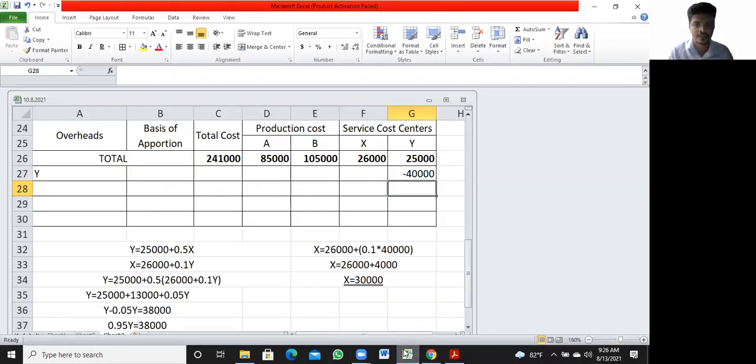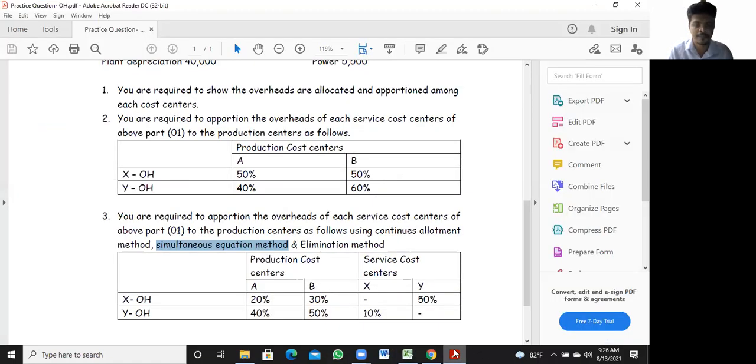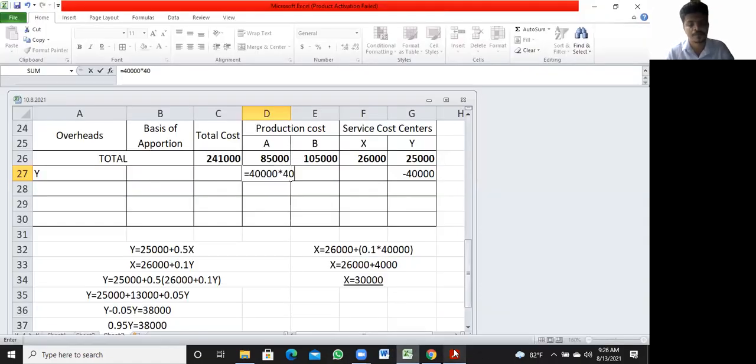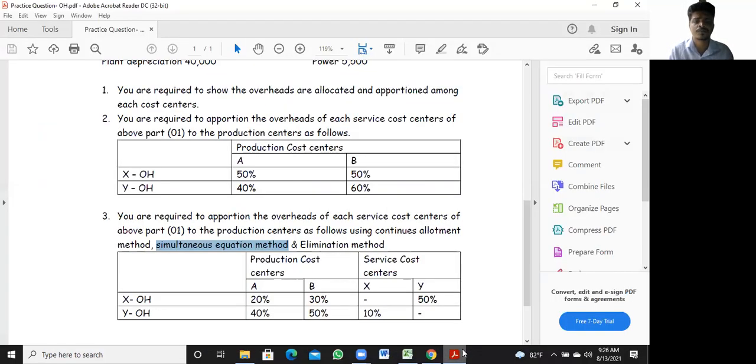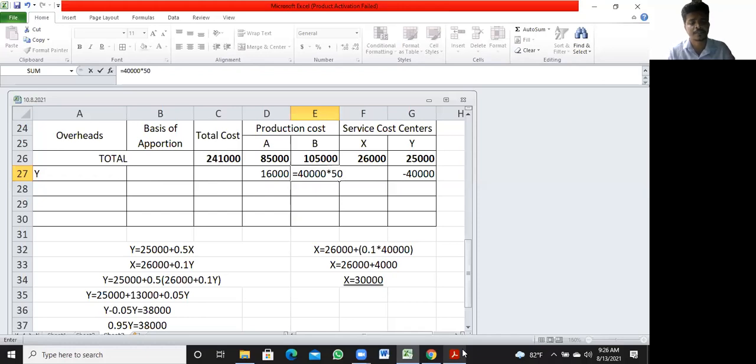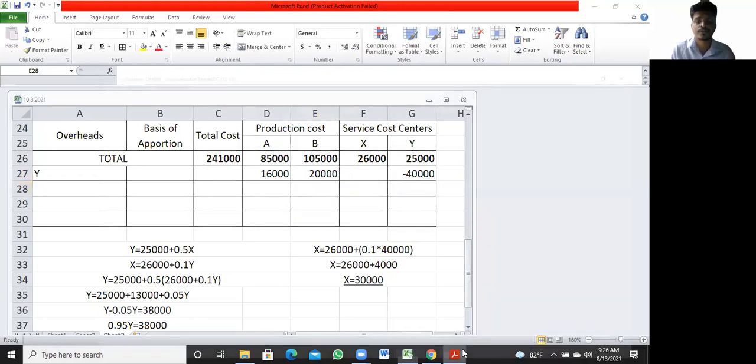Okay, now for A equals 40,000 into 40%. For B, 50%. And for X, 10%.